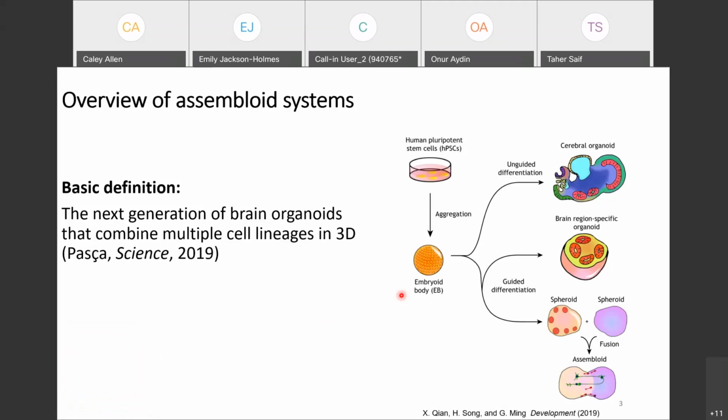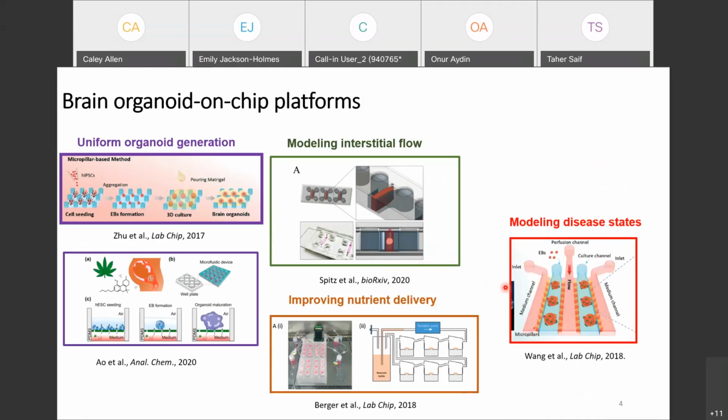Whereas with guided differentiation, you're delivering external patterning factors to direct the stem cells towards a particular lineage. With assembloid technology, you're moving one step further with this guided differentiation, where you're trying to fuse either multiple brain region-specific organoids, or multiple cell types within the organoids, to better recapitulate what's happening in vivo. This is a fairly new approach that's being used for brain organoids and has a lot of potential, but there is still a lack of integration of this with brain organoid platforms.